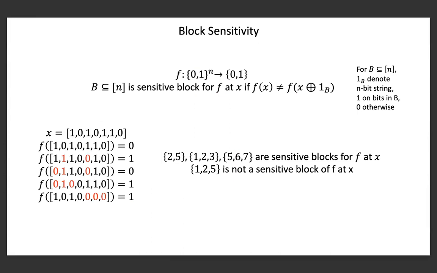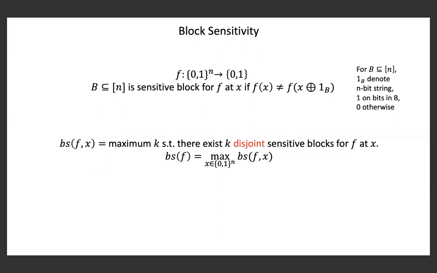And before that, I'll need a notion of sensitive block. A subset B of [n], we say is a sensitive block for f at input x if the value of function at input x and the value of function at input x with bits in B flipped are different. Okay, such a block is known as sensitive block at that input. For example, in our slides, we have an input and the function evaluates to 0 on that input. And when we flip the second and fifth bit, the function value changes. And so {2, 5} forms a sensitive block for f at this given input.